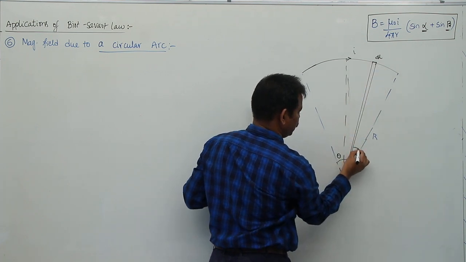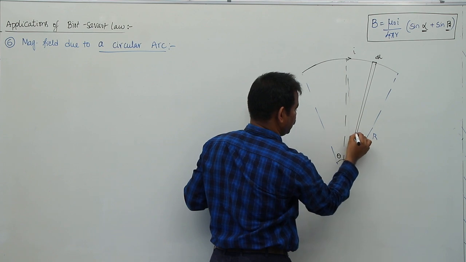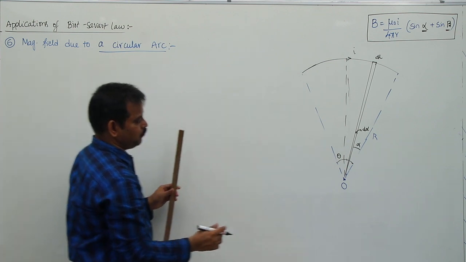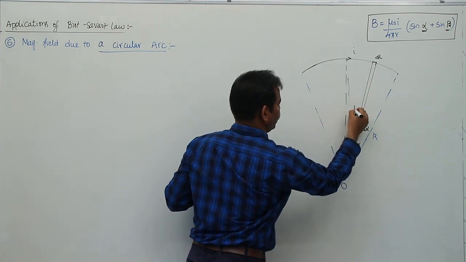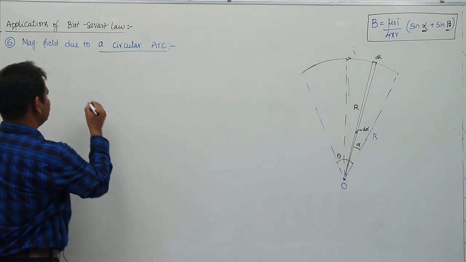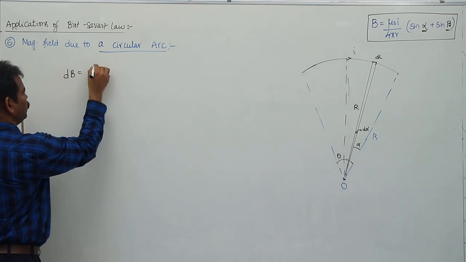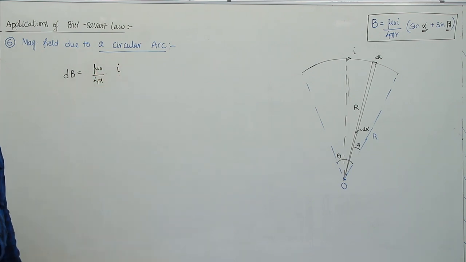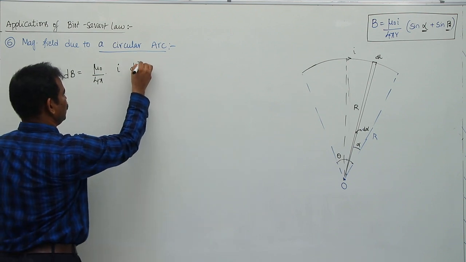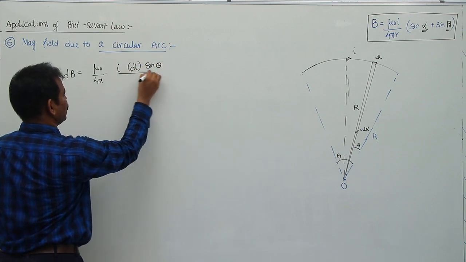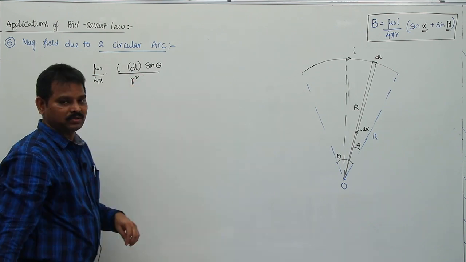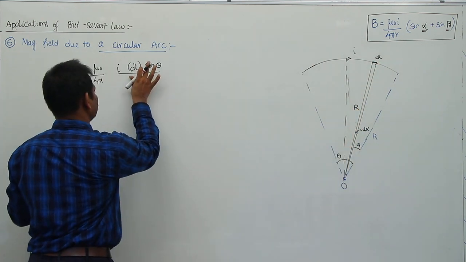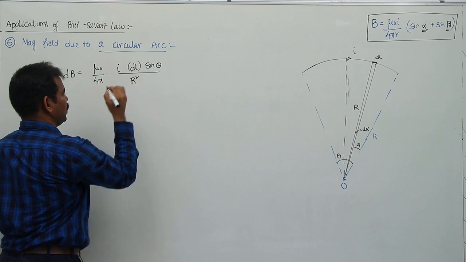Let us say this angle here is alpha, and this angle I can take as d alpha. So what is the magnetic field at point O due to this small element here? I am going to write dB is equal to mu naught by 4 pi, I into dl into sine theta by r square. The current flowing through this wire is I. Here what is r square? R is the distance from the small element to this point, which is given as capital R. So directly I am going to substitute this as capital R square.